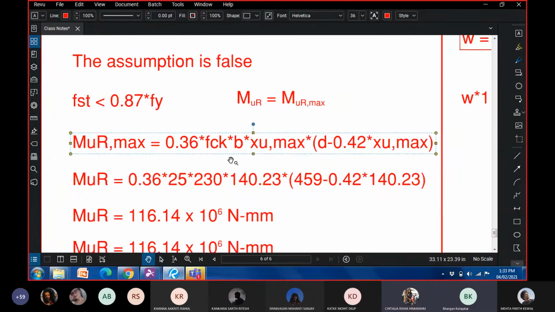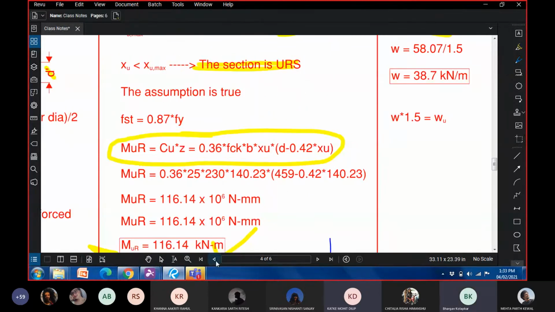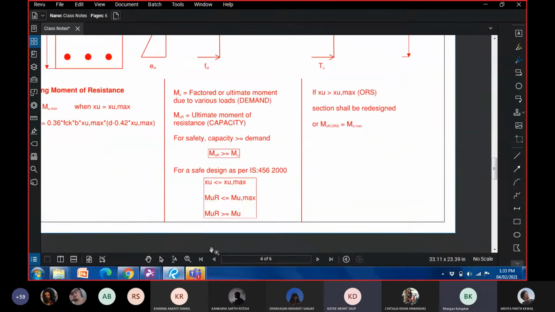Sorry, one second. When XU is XU max, we use the other formula, right? The last one, 0.87 FCK into AST into D minus 0.42 XU. Just a moment.